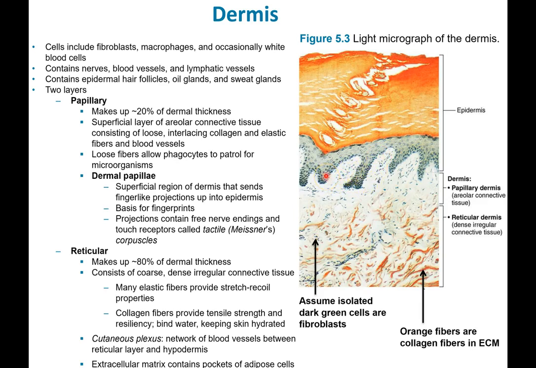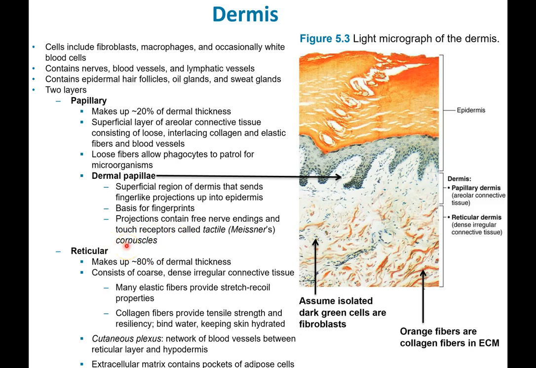These finger-like projections are termed dermal papillae, and they are the basis for our fingerprint patterns. In addition to free nerve endings, dermal papillae also contain receptors called tactile or Meissner's corpuscles that detect light or gentle touch.